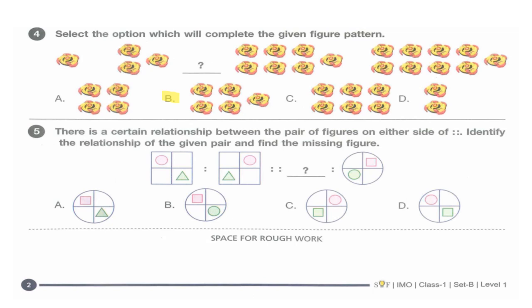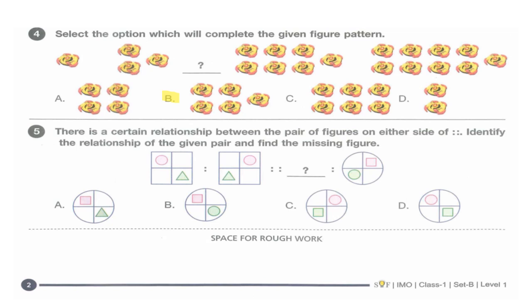So what is happening? To 1, you add 2, it becomes 3. Then if you add 2, it becomes 5. To 5, if you add 2, it becomes 7. And to 7, if you add 2, it becomes 9. So what is the answer? The option B, which gives 5 objects, will be the answer. So please select option B. Let's move on to the next question, question number 5.